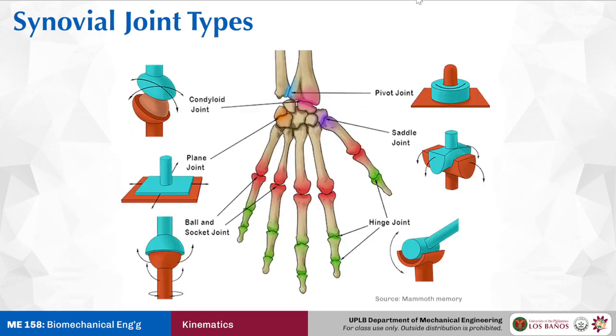Actually, all of these 6 types of synovial joints are found in your hand, strangely. So if you want to remember all those 6 types, you can just recall which types of joints go to which part of your hand.